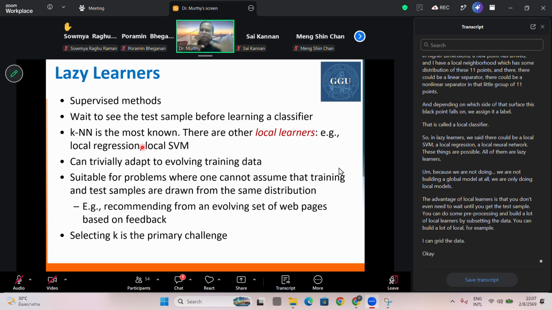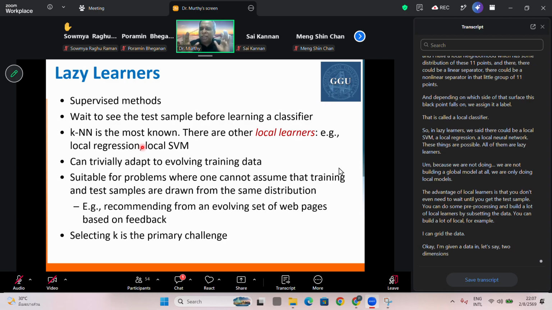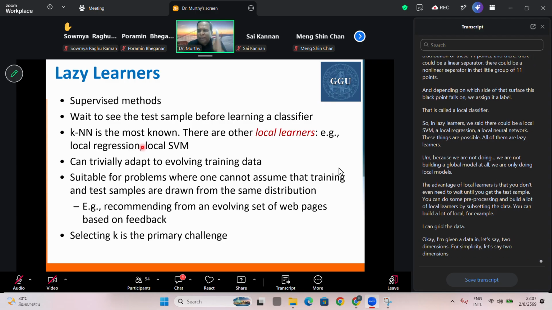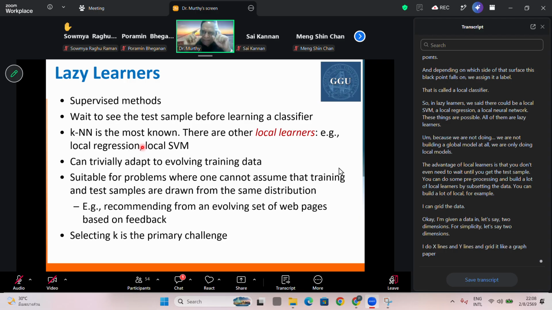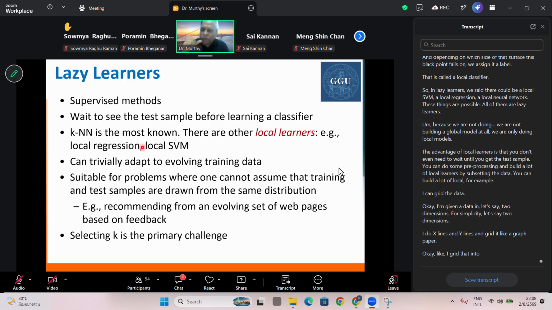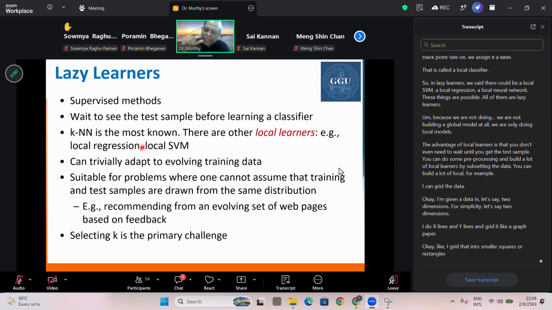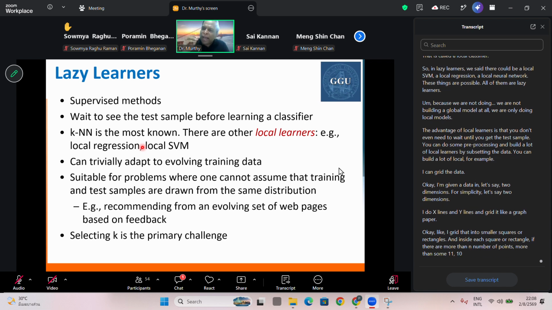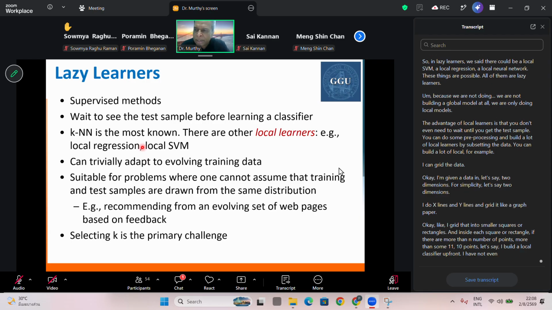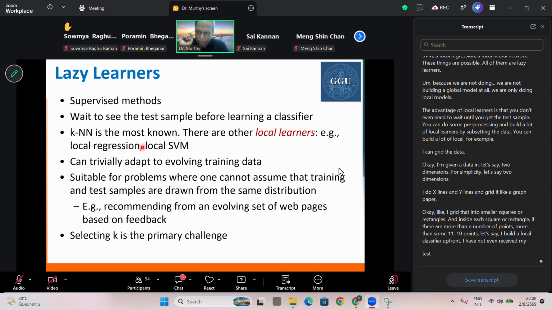I'm given data in, let's say, 2 dimensions. For simplicity, let's say 2 dimensions. I do X lines and Y lines and grid it like a graph paper, into smaller squares or rectangles. And inside each square or rectangle, if there are more than n number of points, let's say 10 points, I build a local classifier upfront. I have not even received my test sample yet.